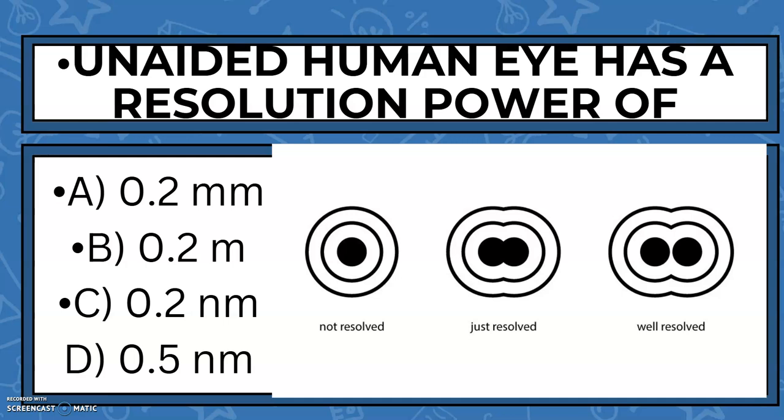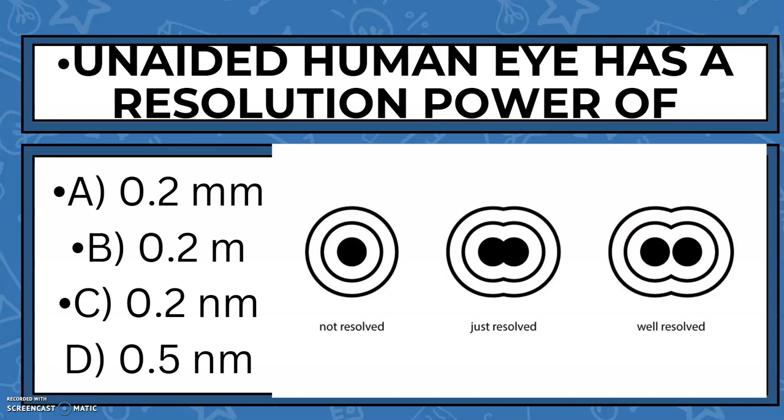So first, you should know what resolution power is. Resolution power is the ability of a lens to identify two adjacent points as separate. When it is not resolved, we can see a single object. When it is just resolved, they are just getting separated. And when it is well resolved, we can see them as two separate objects. That is the ability of the eye to see objects as two separate points. That power is called resolution power.